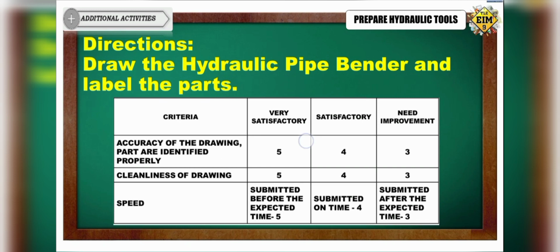At the same time, we will grade your drawing based on the rubrics you see on the screen. For the criteria, accuracy of the drawing, parts are identified properly. So it is very important that you draw it properly and clearly, and at the same time identify the parts of the hydraulic pipe bender correctly. And then, cleanliness of drawing. Your work needs to be clean, not too dirty. Okay?